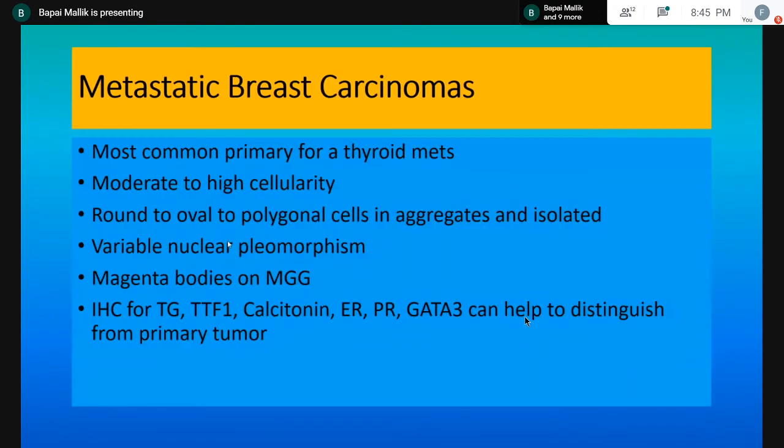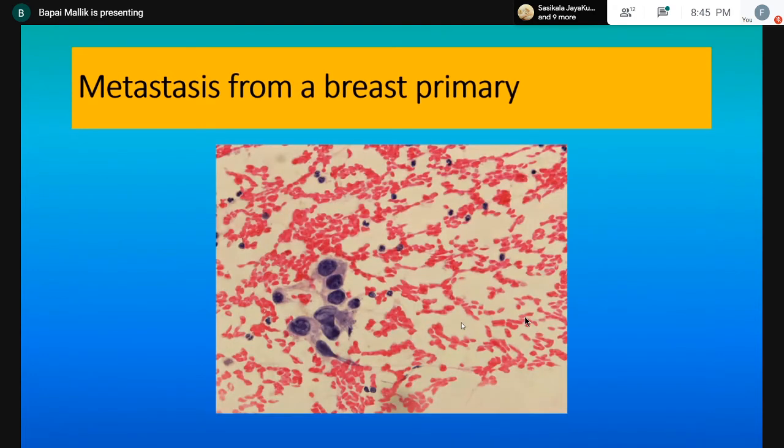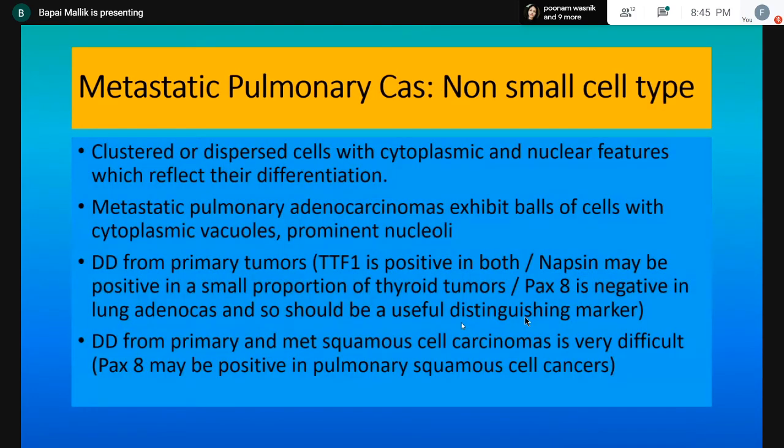Metastatic breast carcinomas possibly are the commonest things which come to the thyroid according to some series. You have to use immunohistochemistry for thyroglobulin, TTF-1, calcitonin, ER, PR, and so on, for it being a thyroid tumor. Breast tumors, of course, many of them are ER, PR positive, so if they're positive, it helps. And GATA3 obviously is going to help you in calling something a metastatic breast carcinoma. And this happened to be one such example of a breast carcinoma metastasizing to the thyroid.